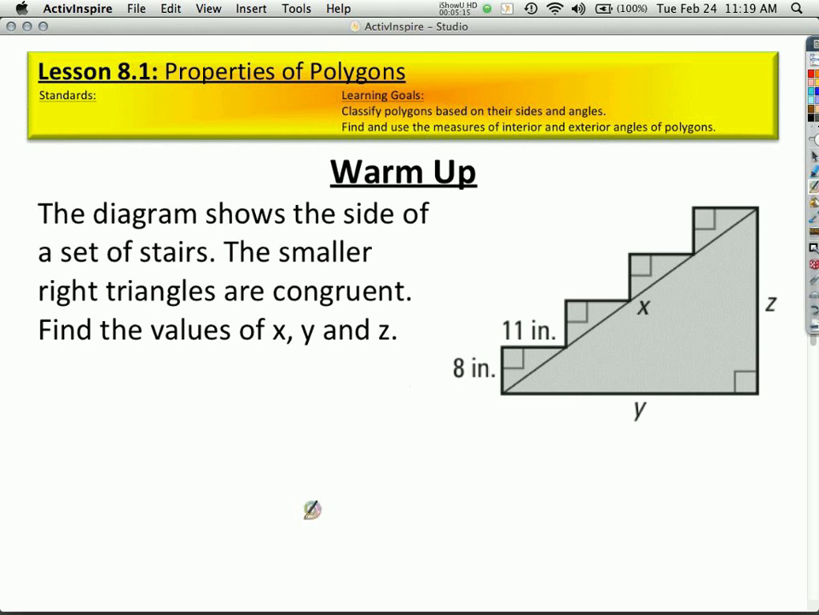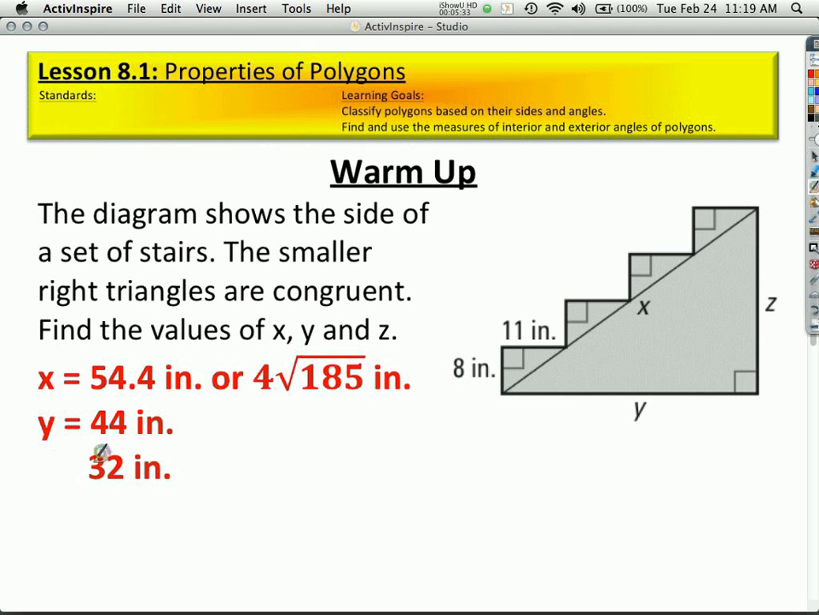So I think that was about the same as the previous person. Student number 17. X is approximately 54.4, Z is 32, Y is 44. Okay, student number 13. X is approximately 54.4 inches, Y equals 44 inches, and Z equals 32 inches. Okay, so we seem to have some agreement. X is approximately 54.4. I should have used the approximately equal to symbol, but I did put in the exact answer here. That's what it comes out to exactly.